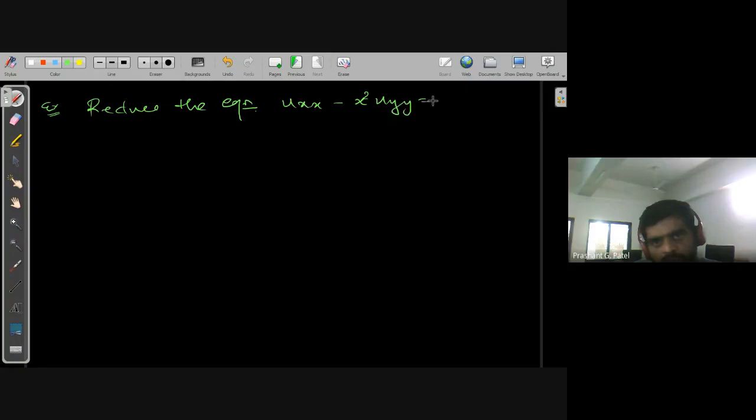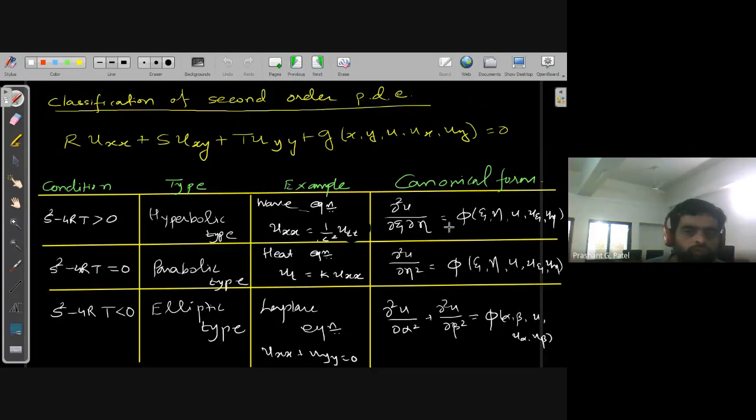So the example is this: reduce the equation uxx minus x square uyy equal to 0 to a canonical form. What does it mean, a canonical form? That means we need to find out which of this form is coming into the situation.